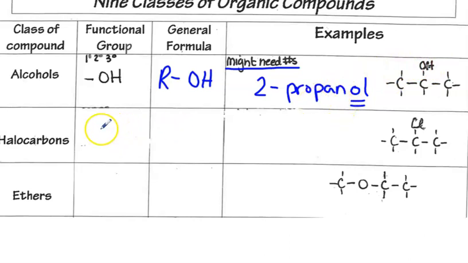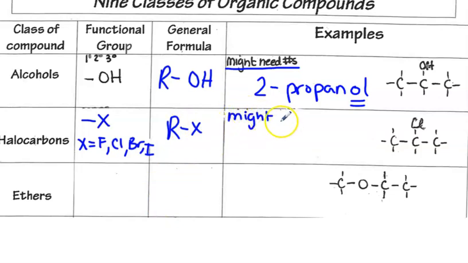Okay, halocarbons, their formula has got an X in it. The X, though, means something else. It means it could equal a fluorine. So halo means halogen, doesn't it? It could be chlorine. It could be bromine. Or it could be iodine. Okay, and then the general formula is always just putting an R in front of that other one. Okay. Now these ones might need numbers also.